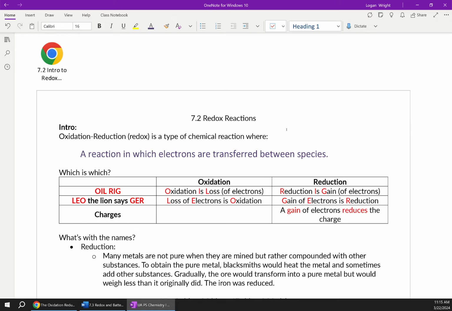I wanted to put the mnemonics in these notes so that they were all collected in one nice place. One thing that's really important about these mnemonics, though, is the word electrons. So LEO says GER, it's already built in. LEO, loss of electrons is oxidation. GER, gain of electrons is reduction. But OIL RIG, you just say oxidation is loss. It's really important that you recognize oxidation is loss of electrons.